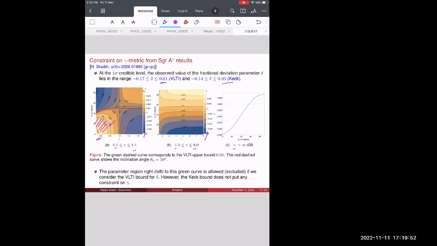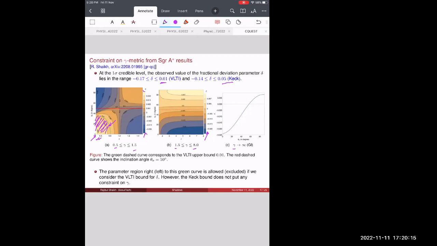However, for the Keck bound, the upper bound is 0.05, but delta is always less than 0.05. So the Keck bound doesn't put any constraint on gamma. Therefore, if we consider the VLTI bound, then this parameter region is excluded, and all other parameter regions are allowed.